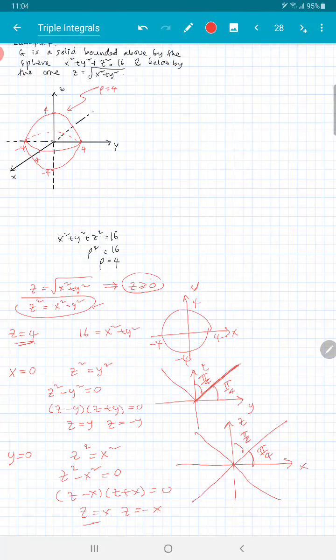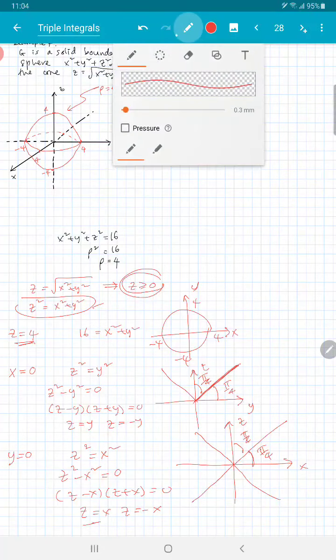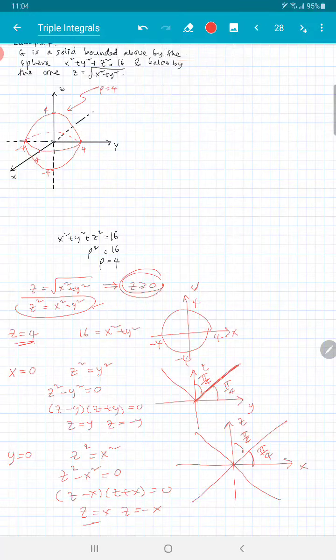And since we only want z to be larger than or equal to 0, we don't consider the one below the x-axis. Okay, so from these three views, the view from above, the view from the front, and the view from the side, we get a cone. Okay, let me sketch the cone.